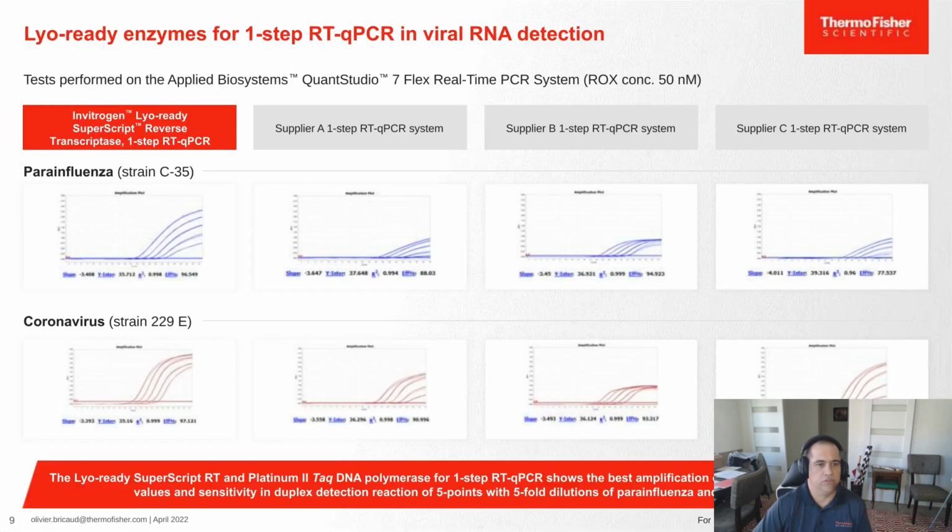And I just want to show a couple of examples here, using one of our latest Lyo-ready enzymes, the Lyo-ready SuperScript reverse transcriptase one-step RT-qPCR. It's a one-step enzyme in just one tube, where everything can be lyophilized together and reconstituted, the sample can be added directly, and the RT-qPCR performed, which I show here. This is the detection of two viral RNAs, one for the flu virus, one for the coronavirus SARS-CoV-2.